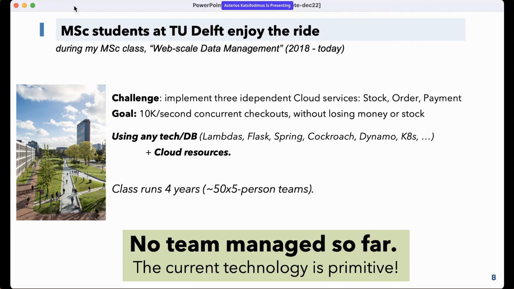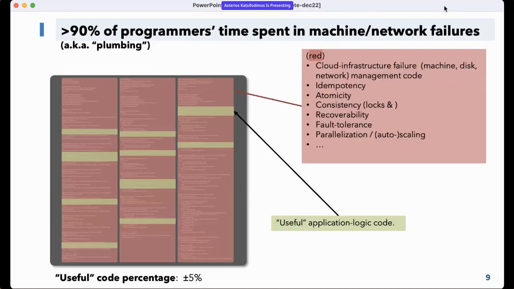The answer I have come to conclude, basically, is that simply the current technology is extremely primitive. And this is stuff that very, very few people in the world can do correctly. And I mean correctly. You cannot lose an item. You cannot use $1. It sounds easy, but it's not.